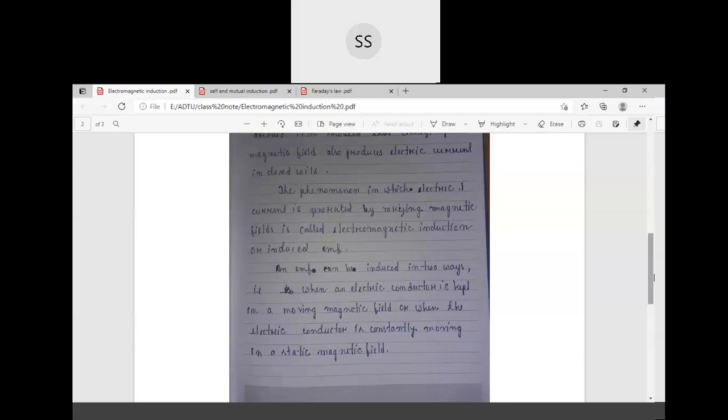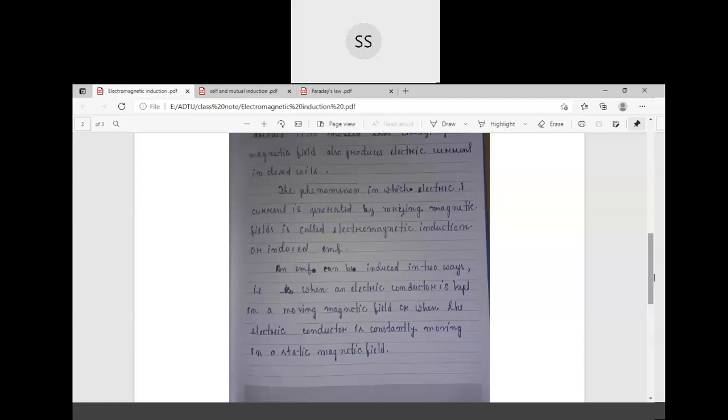So there are two ways in which EMF can be induced. The first is when an electric conductor is kept in a moving magnetic field. Number two, when the electric conductor is constantly moving in a static magnetic field. In the first case, the conductor is at its steady position, but the magnetic field is moving. And in the second case, the magnetic field is at a constant state, but the electric conductor is constantly moving.